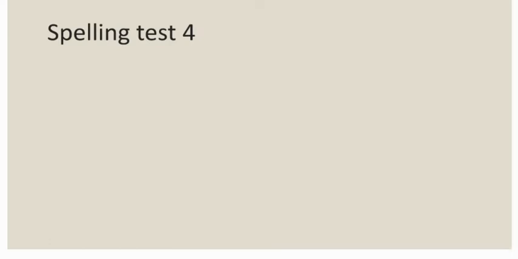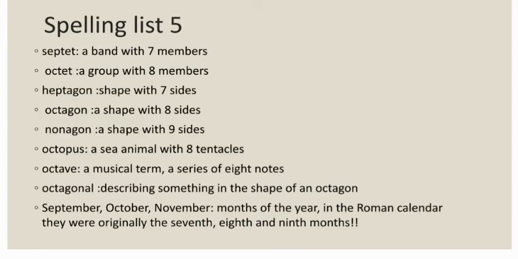Quartet. The quartet was made up of 4 musicians. Pentagon. The pentagon is a shape that has 5 sides. So you can go ahead and rewind the video as much as you need to get all of your words written down. And today our lesson is going to be a little bit different because we are taking 2 spelling lists instead of 1. We're going to go ahead and read through spelling list 5 and then spelling list 6.